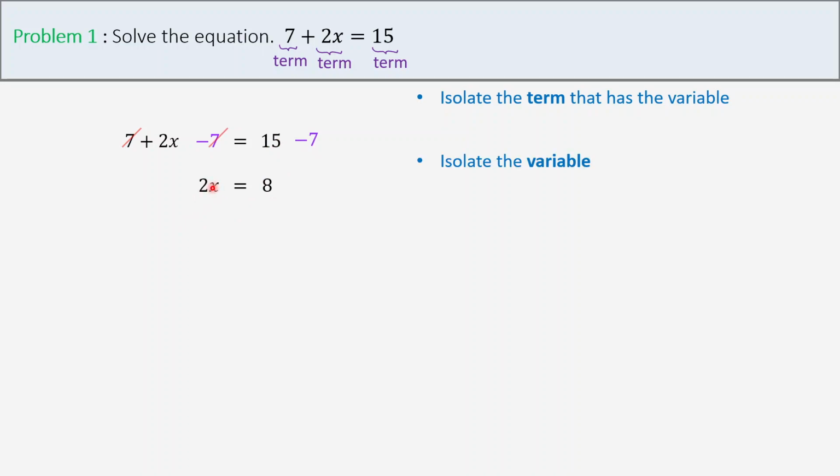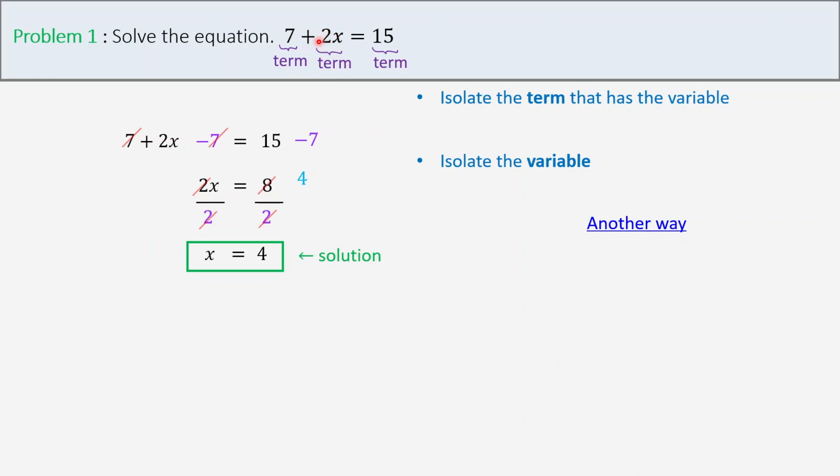Now isolate the variable x by dividing by 2. Divide by 2. If you divide the left hand side by a number, you need to divide the right hand side by the same number. So divide by 2. Cancel out 2 and 2. 8 divided by 2 is 4. So x is equal to 4. This is the solution. You can also do this in another way.